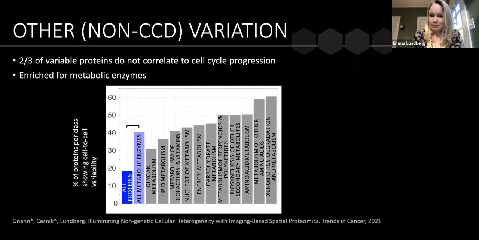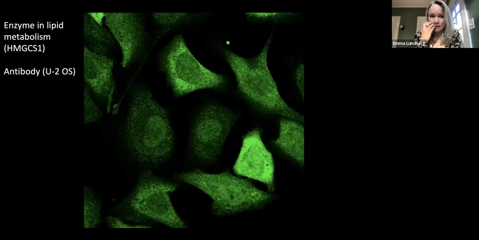Just to show you one example of what this might look like. This is an enzyme, HMGCS1. It's involved in cholesterol biosynthesis. Its known function is in the cytosol. So this is a typical example of enzyme heterogeneity, and it resembles the example I showed you earlier. We have differences in abundance: bright cells, less bright cells. Sometimes it's only in the cytosol as expected. Sometimes we see it mainly in the nucleus, and sometimes we see it both in the nucleus and the cytosol.